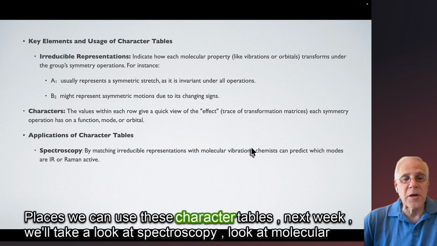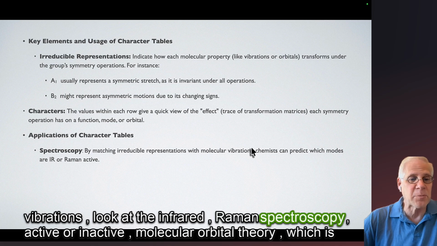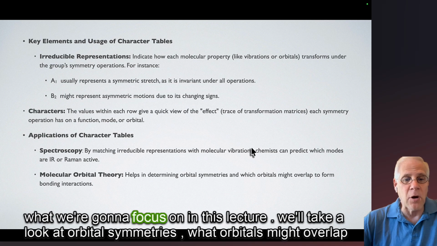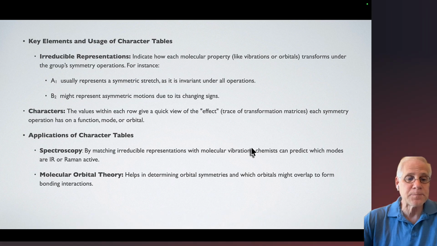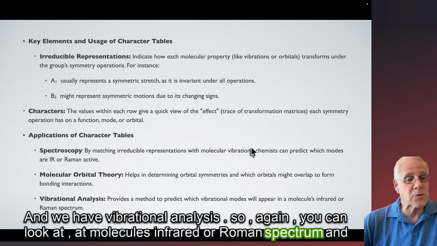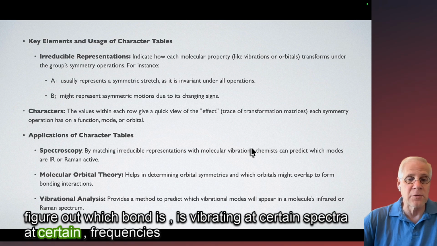Places we can use these character tables: next week, we'll take a look at spectroscopy, look at molecular vibrations, look at infrared and Raman spectroscopy, active or inactive. Molecular orbital theory, which is what we're going to focus on in this lecture. We'll take a look at orbital symmetries, what orbitals might overlap to form bonding interactions or anti-bonding interactions or non-bonding interactions. And we have vibrational analysis. So again, you can look at molecules, infrared or Raman spectrum, and figure out which bond is vibrating at certain frequencies.